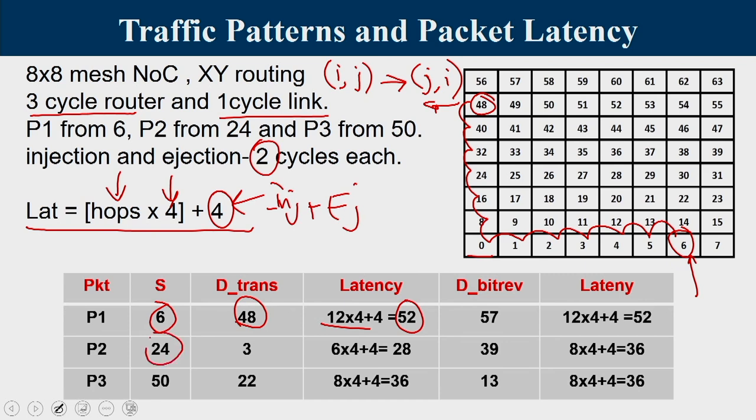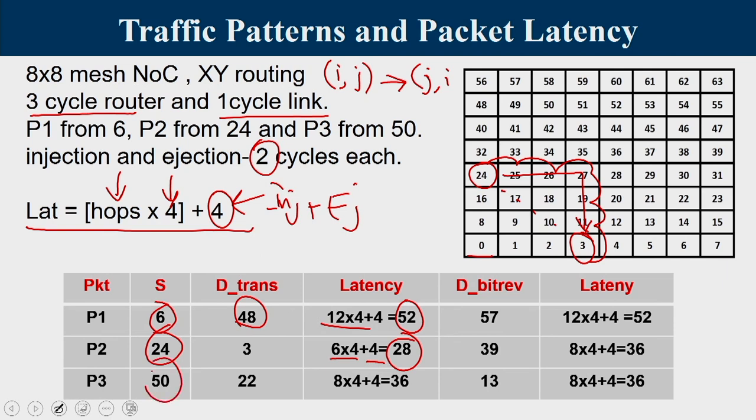Similarly, for packet P2, the source is 24. Now, when the source is 24, the destination as per transpose pattern is 3. We interchange row and column. So all packets from 24 travel to 3, and this is the path it will take by X-Y routing. So how many hops are there? 1, 2, 3, 4, 5, 6. So we have 6 hops, 6 times 4 is 24, plus 4. So it takes 28 cycles for this packet.